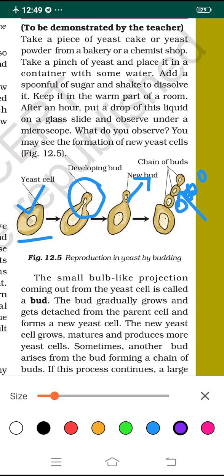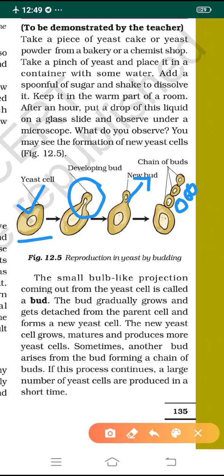You will see that a chain of buds is growing here, so that from each new bud another new young individual is formed. You can see the small bulb-like projections coming out of the yeast. So these are called what?